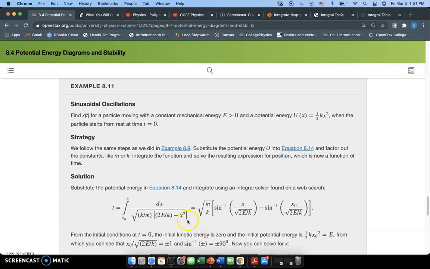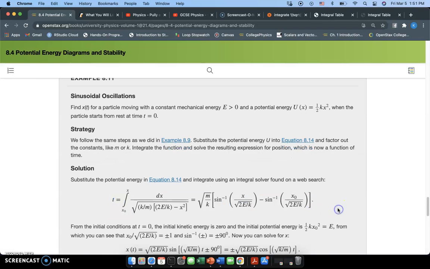So that is going to be where they get this here. Okay, so see how they don't have any steps here. Okay, so you'll have this constant out front, and then our sine inverse of x over the constant, other constants, minus sine inverse of x naught over some constants.